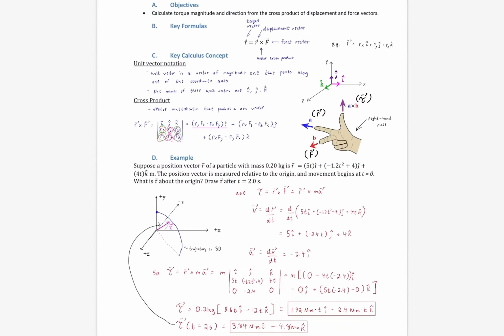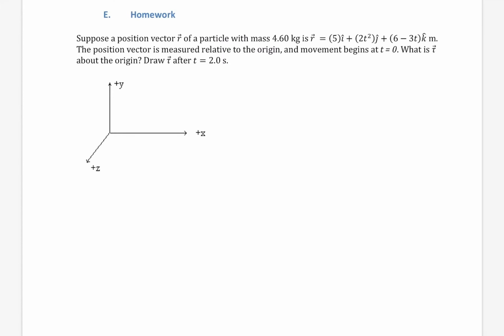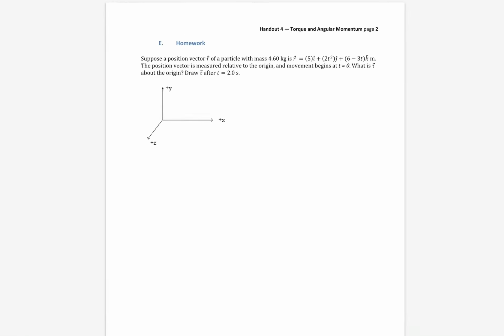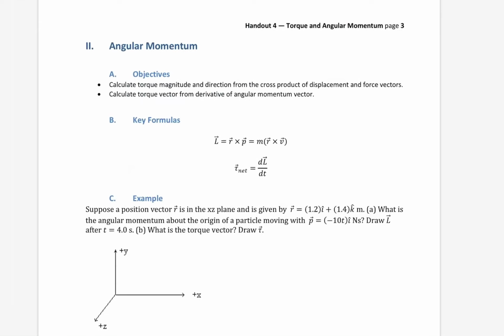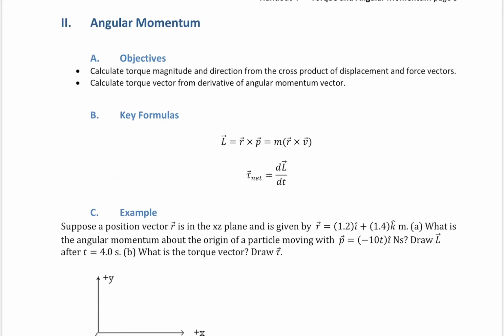For the homework, you're going to do it again. Really, no significant difference here, just a different position function, but all the same steps. I just want you to repeat the steps, okay? Now, the second topic here is going to be angular momentum. I don't have as much to say about angular momentum because it is very comparable to torque. We're just crossing different vectors, okay?